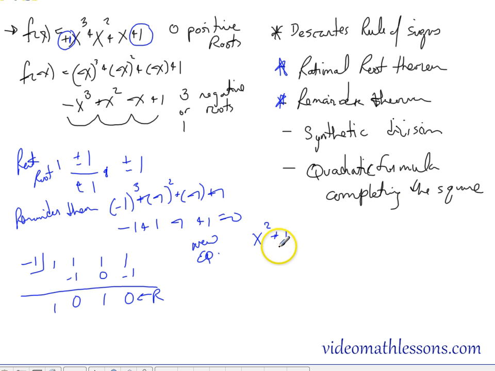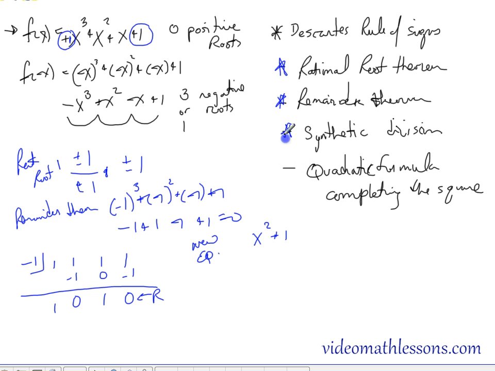Now, I'm not going to do synthetic division on this because I actually used up all my choices. So now I know from this that it's imaginary, but if you didn't know, you'd be like, I don't know what this is. You would do the quadratic formula or complete the square. So let's take a look.